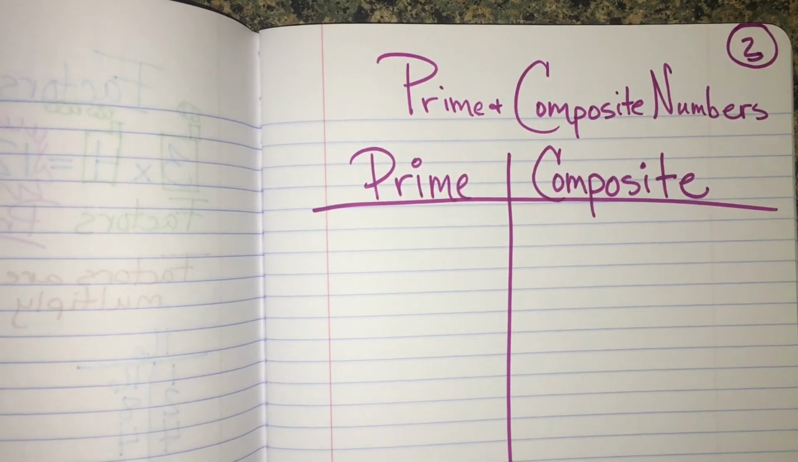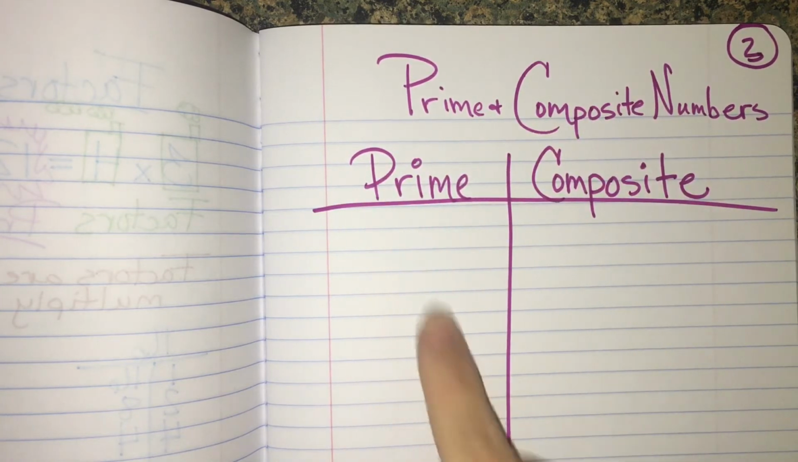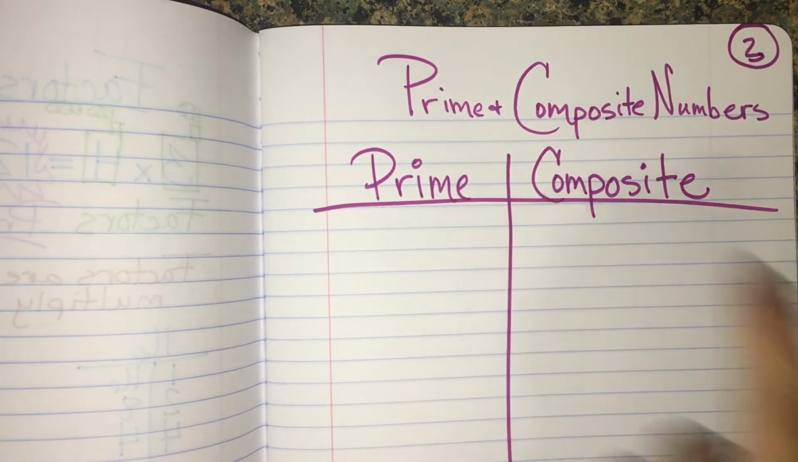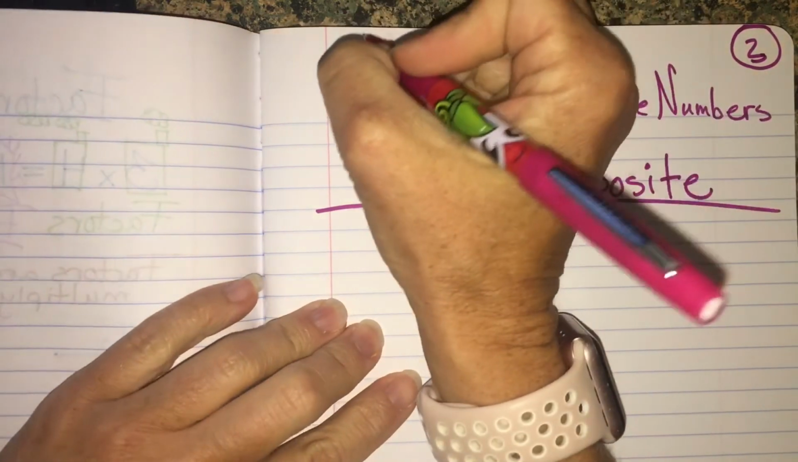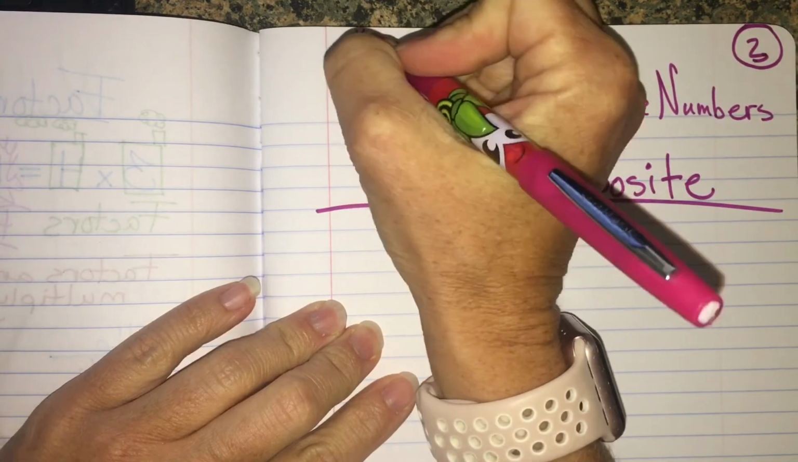This is a short lesson on prime and composite numbers. I want you to set up your page this way. We're going to talk about how to identify a number as prime or composite. Before I get started on this, I want to give you a couple of exceptions, and I'm going to put it up at the top really big.